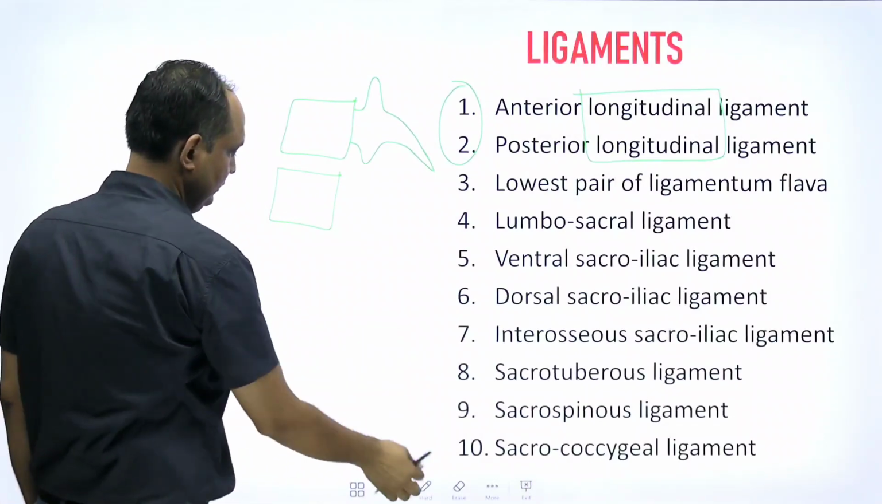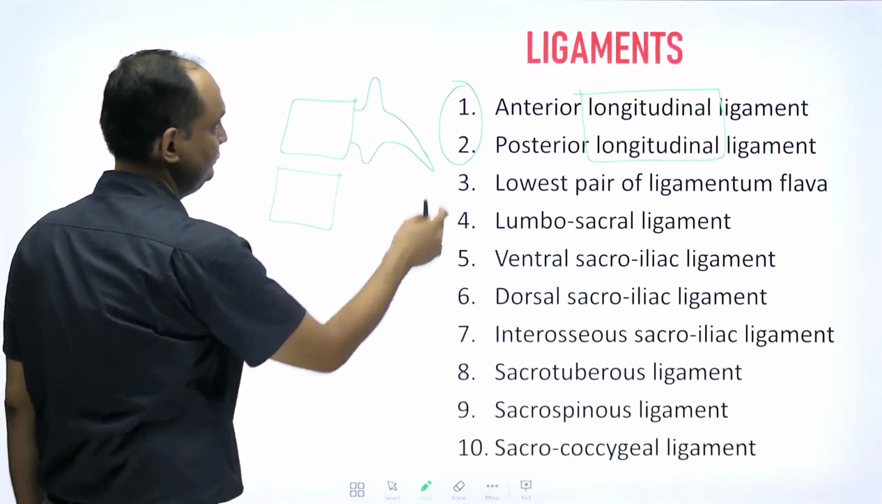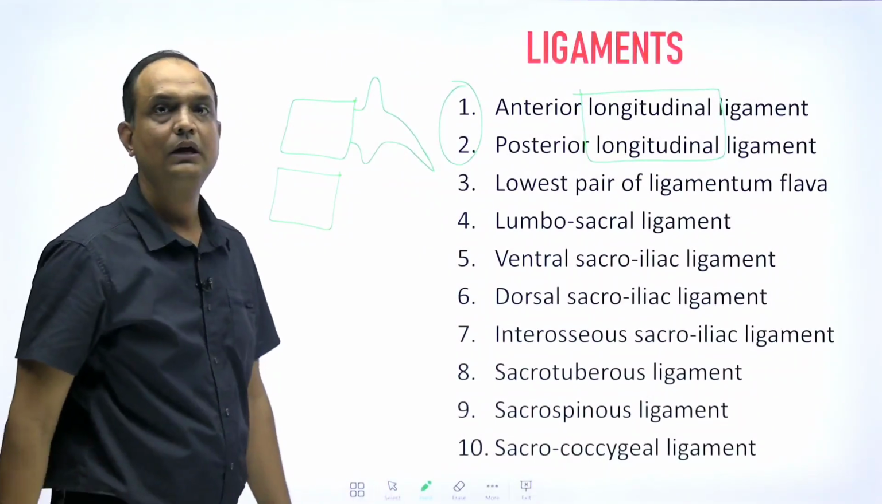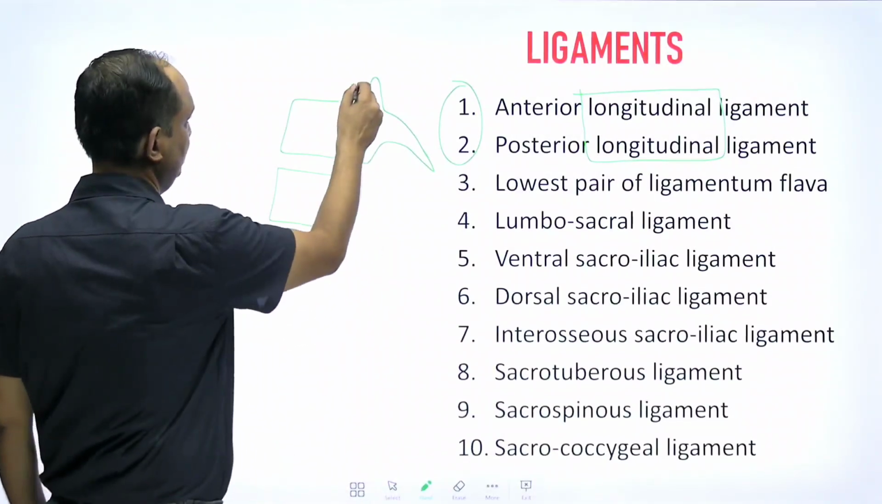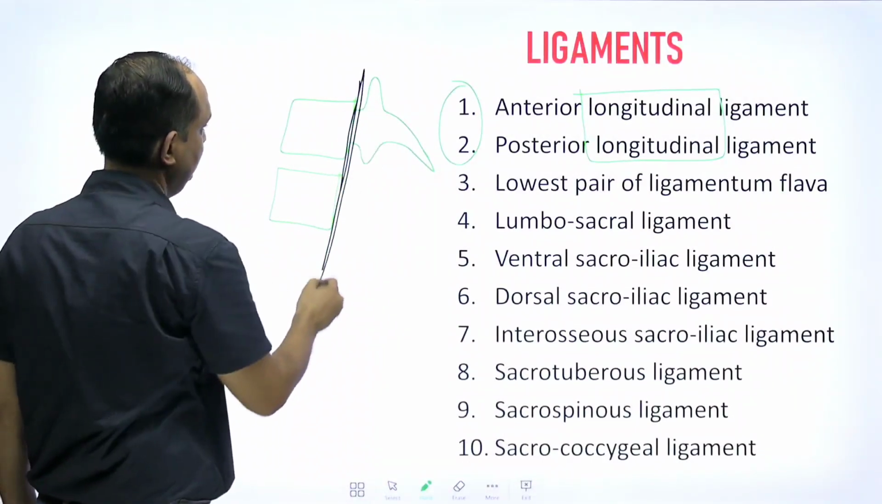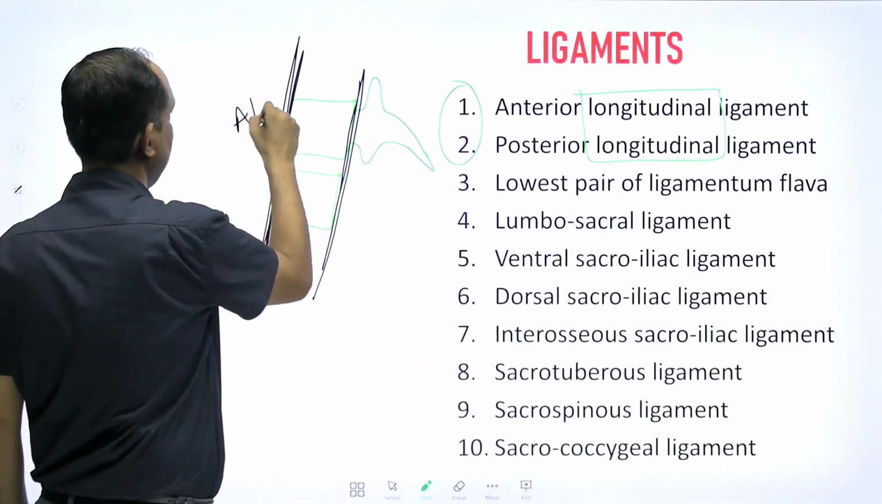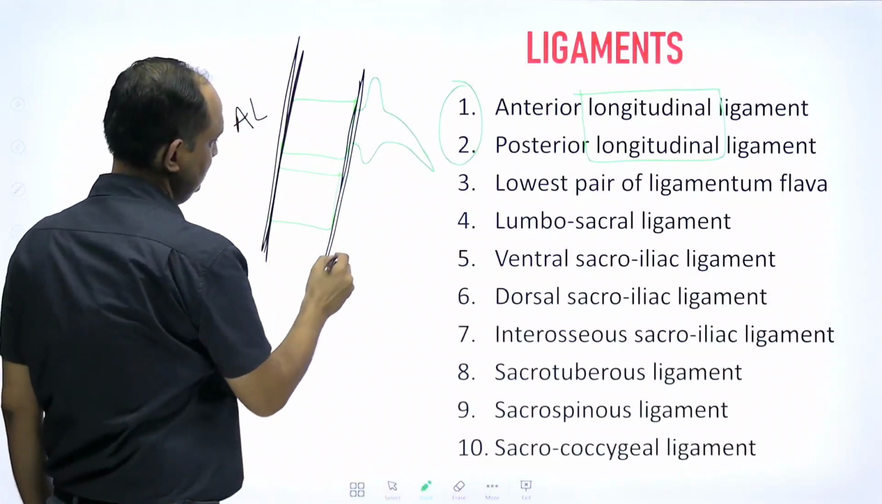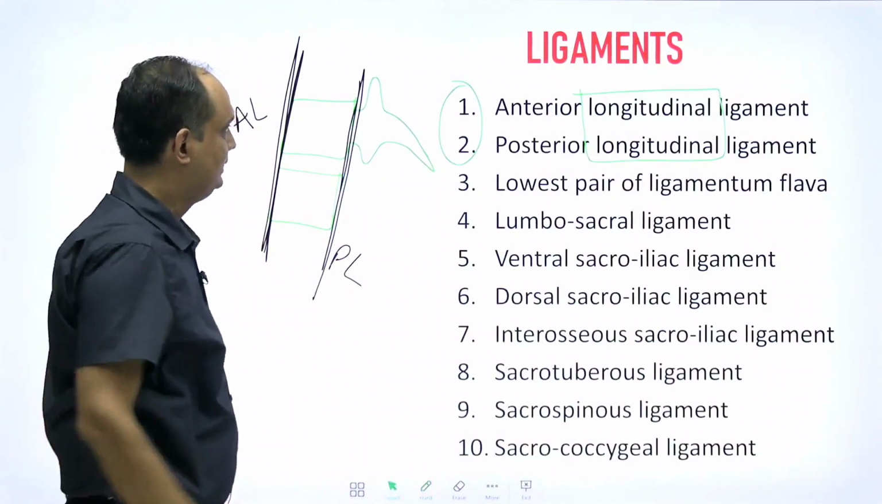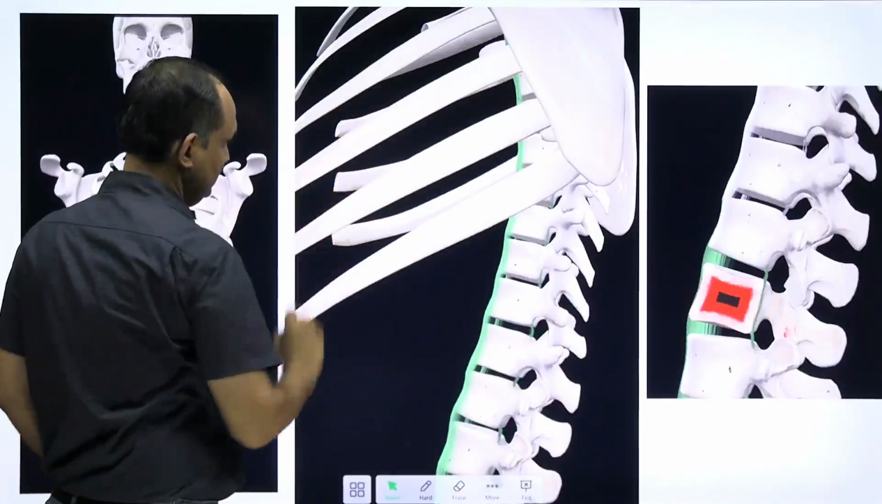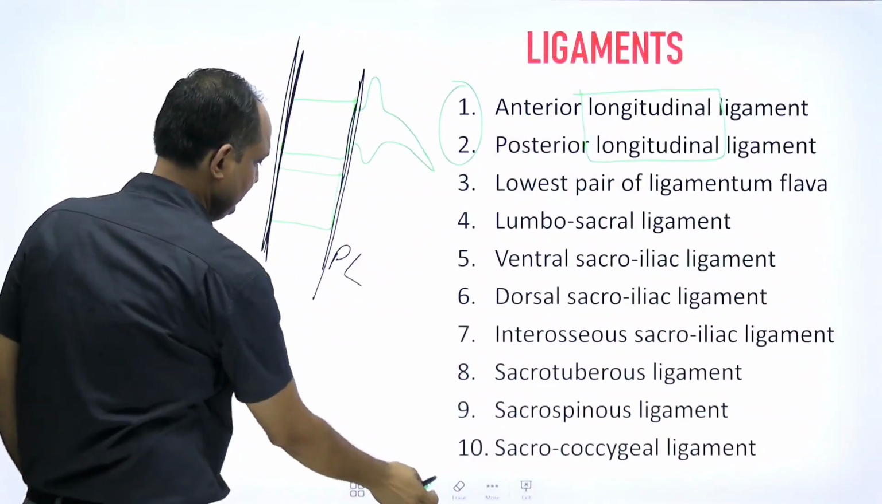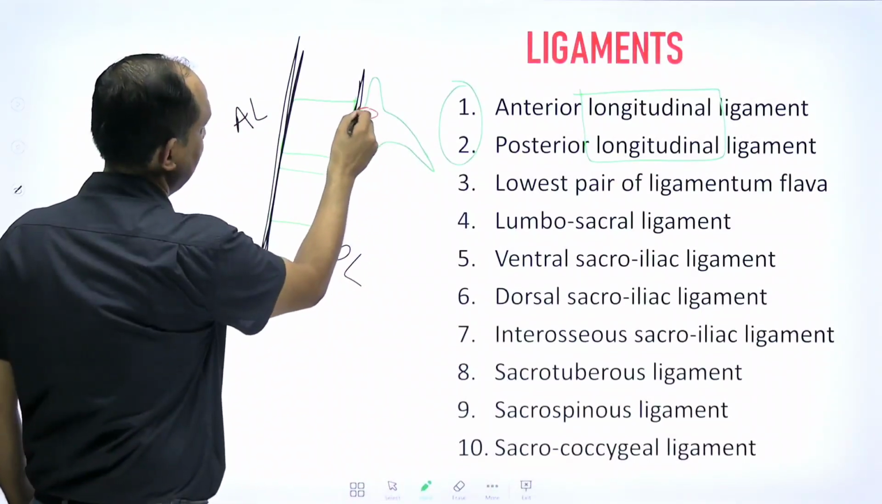Now if you draw the attachment of the anterior and posterior longitudinal ligaments, they are actually supporting only the vertebral bodies. So they lie here. This is known as the anterior longitudinal ligament and this is known as the posterior longitudinal ligament. The vertebral canal is here. So where is the vertebral canal? The vertebral canal is present here.